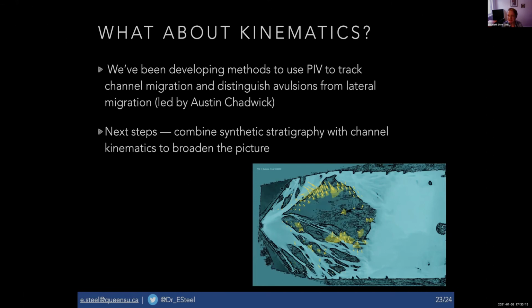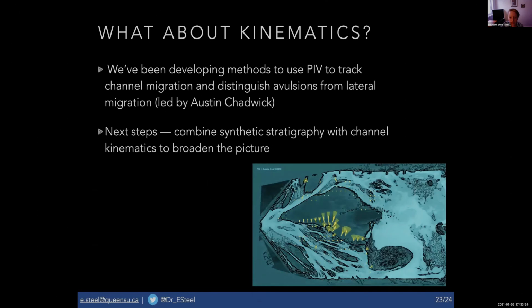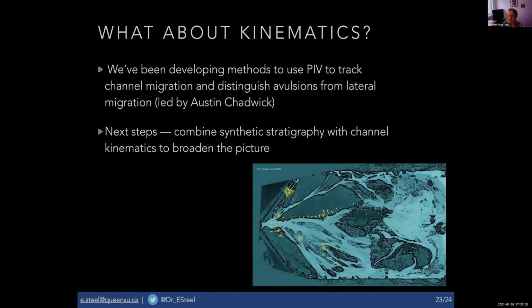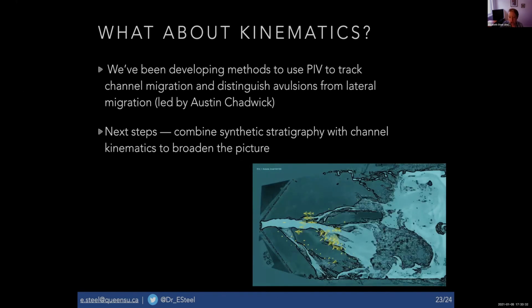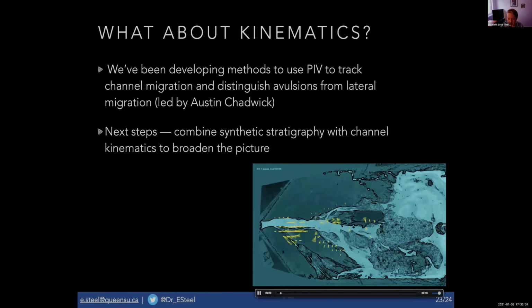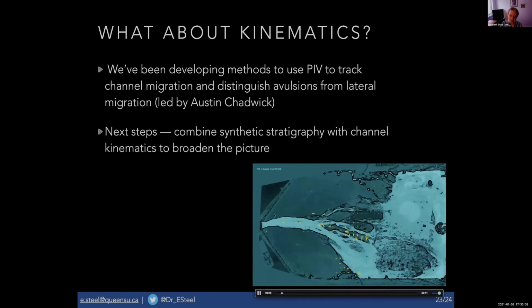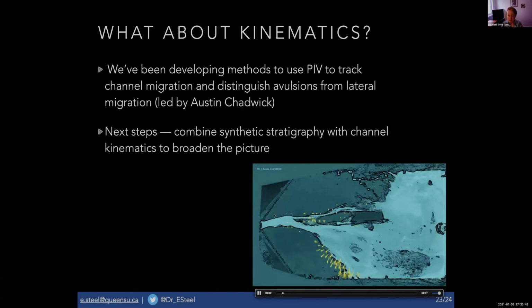And this is something that is a challenge and is an active field of research for a lot of people. One thing we've been doing is working with Austin Chadwick, who's a postdoc in Minnesota, to use particle image velocimetry to track channel migration. And he's working on using this to distinguish avulsions from lateral migration. So here's a video using the principal component images, and you can see these vector fields that he's generated, which are giving vector fields for the deformation of these channel networks.